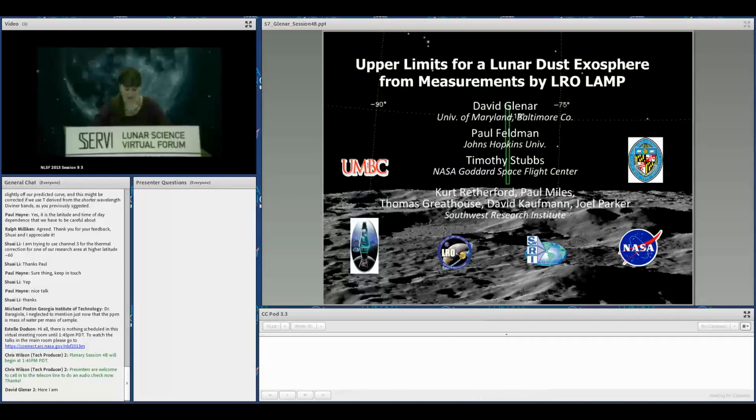By David Glenar. Upper limits for a lunar dust exosphere from measurements by LRO LAMP.